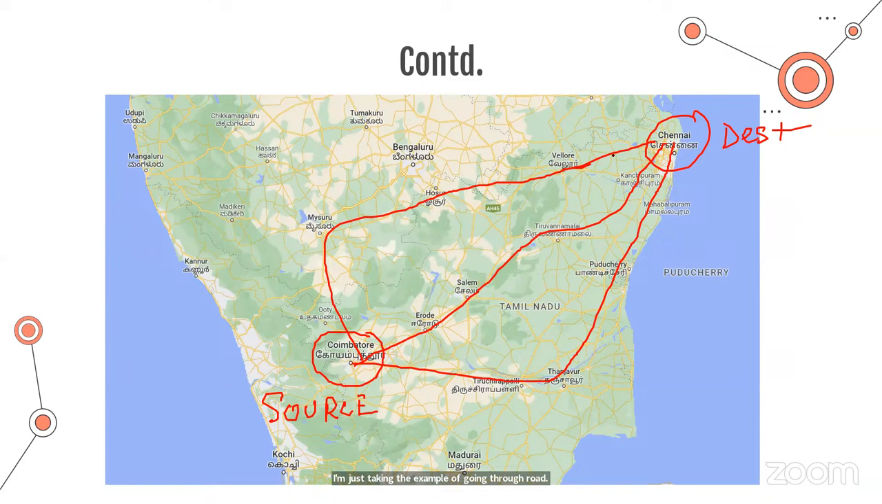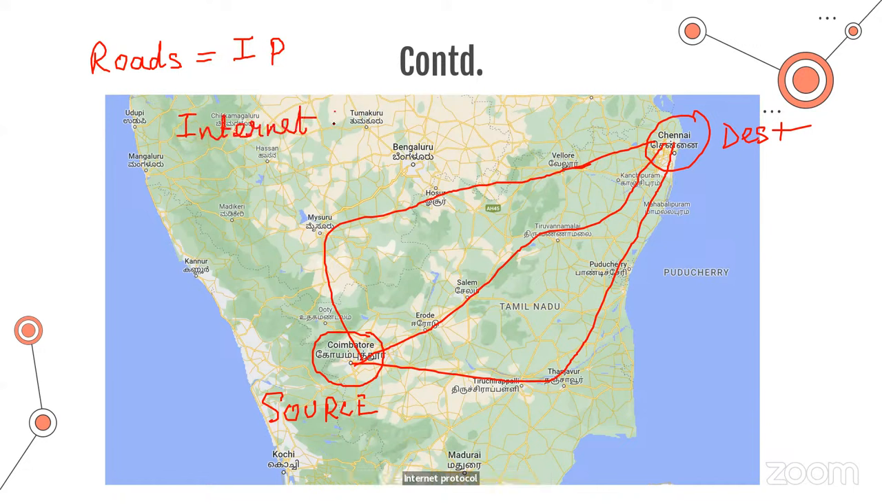So you can consider roads. And how can you think of roads in networking? In networking, these roads are something called IP, Internet Protocol. Internet Protocol is a kind of road where your traffic or your information or your data take the Internet Protocol road to go from source to the destination. I'm just giving you similarities between real life and networking so that it's easier for you to understand.